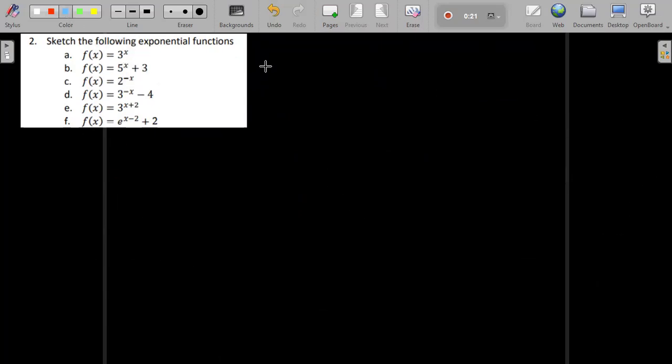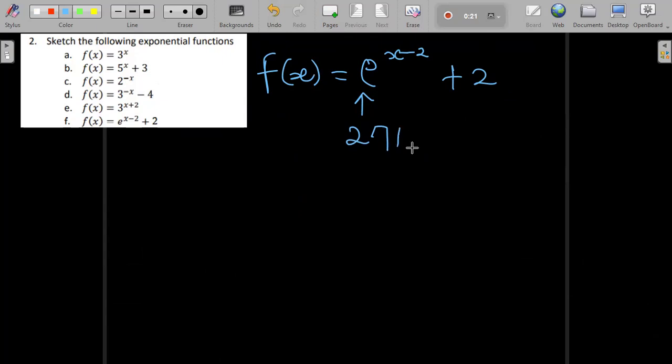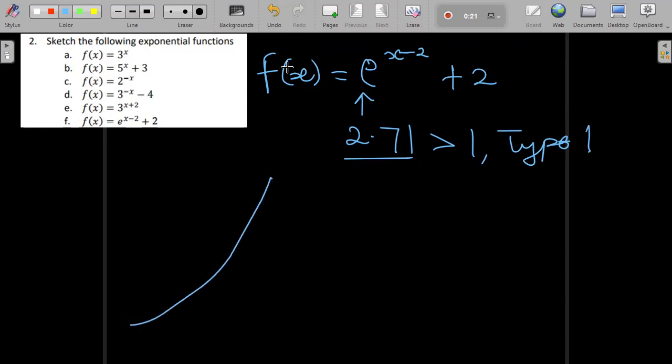All right, so the last one is f of x equals e to the power x minus 2, then plus 2. We have to know that e is just a number which is approximately 2.71. So 2.71 is greater than 1, so this will be a type 1. It will start from the bottom and then go like that.